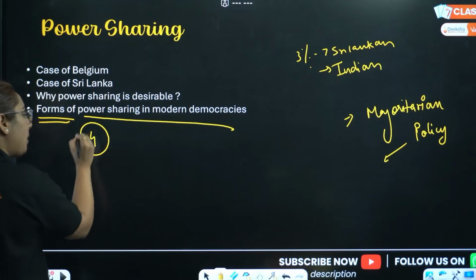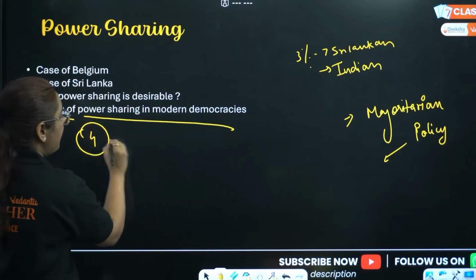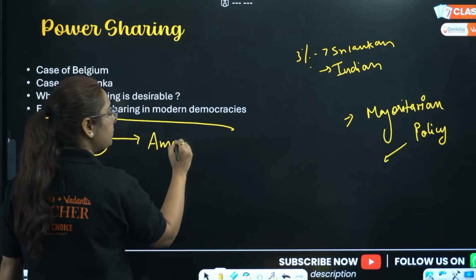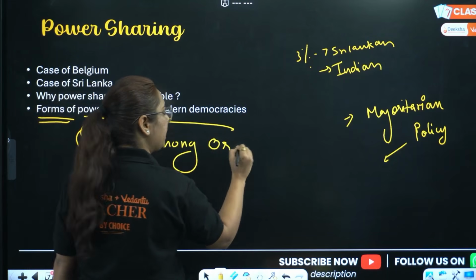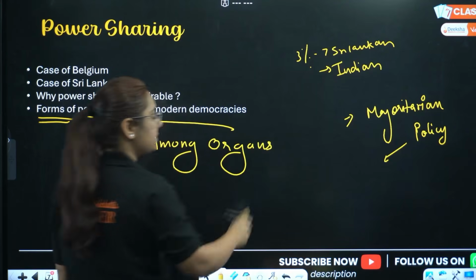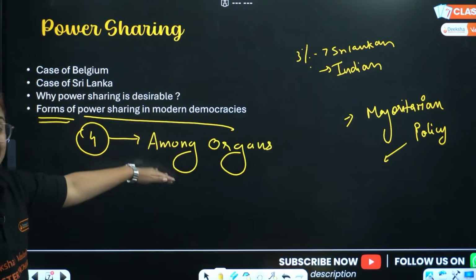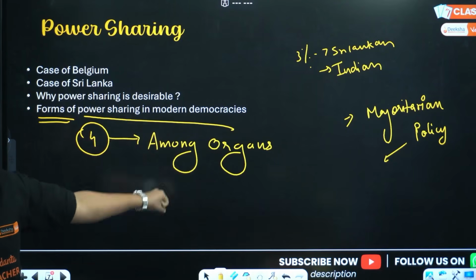So there are popular forms. Power is shared among what? Among different organs of government. What are the organs? Repeat after me. Legislative, executive, and judicial.